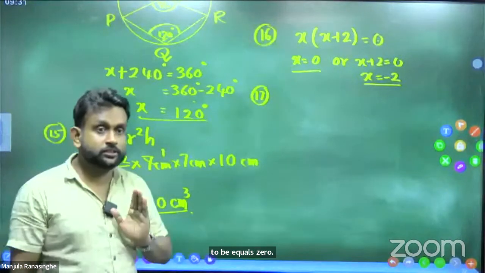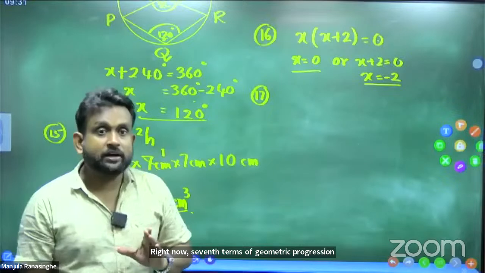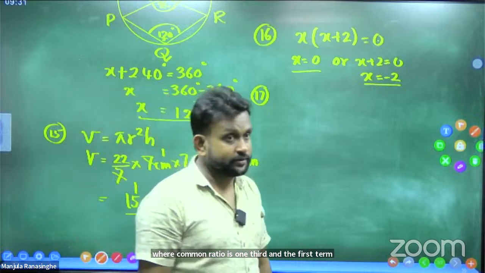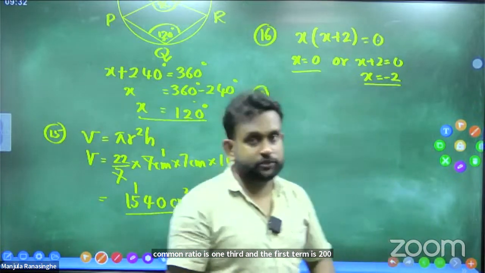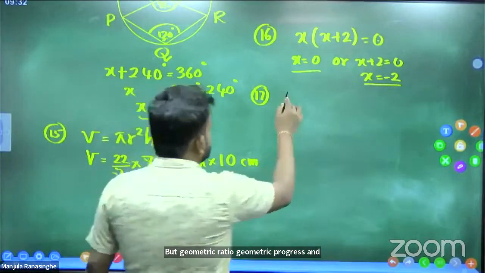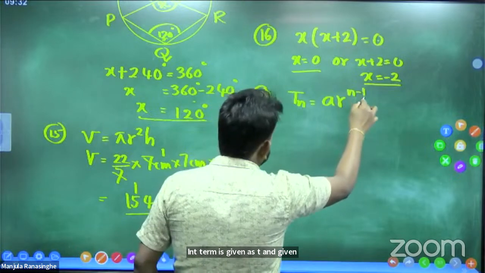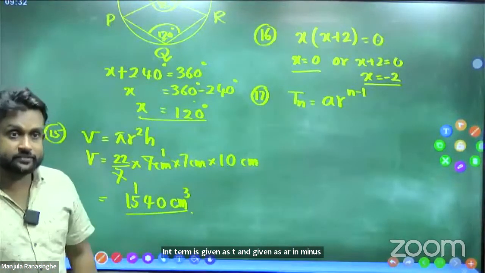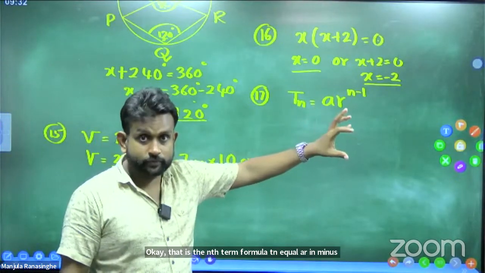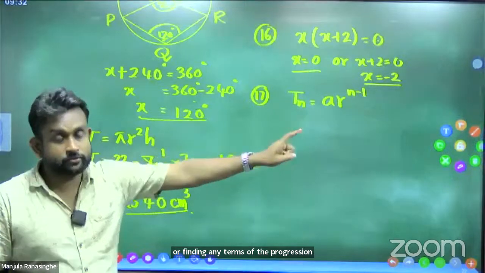Now, the seventh term of a geometric progression as a power of 3, where the common ratio is 1/3 and the first term is 243. In a geometric progression, the nth term is given as Tn equals ar to the power n minus 1. That is the nth term formula. For finding any term of the progression, we can apply this Tn equals ar^(n-1).